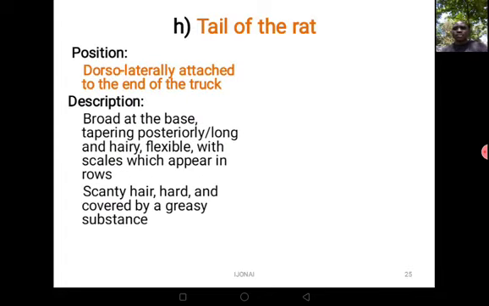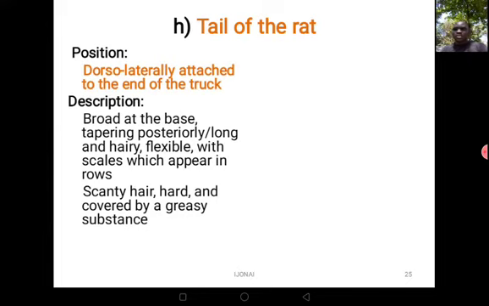Then we look at the tail. We said the tail is located posteriorly. So the tail is dorsolaterally attached to the end of the trunk. And when you're describing the tail, you say that it is broad at the base. At the point where it's attached to the trunk, the tail is bigger. And then it keeps on tapering, reducing in size posteriorly as you go to the last tip.